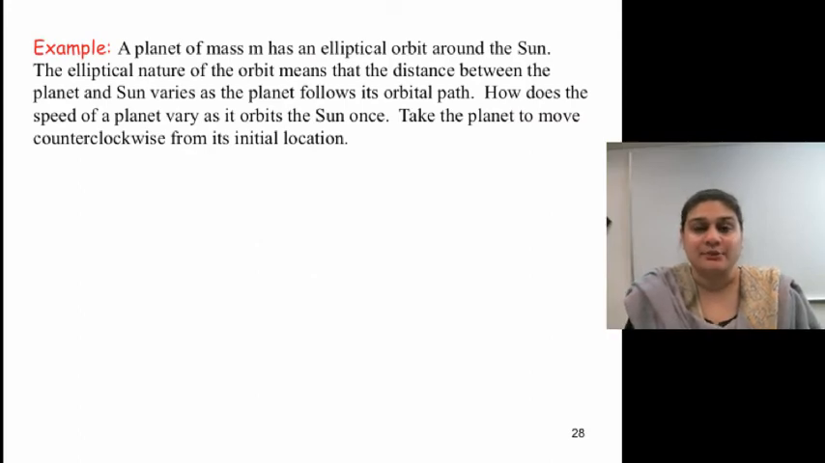Now let's look at an example. A planet of mass m has an elliptical orbit around the Sun. The elliptical nature of the orbit means that the distance between the planet and the Sun varies as the planet follows its orbital path. How does the speed of the planet vary as it orbits the Sun once? Take the planet to move in a counterclockwise direction from its initial location.